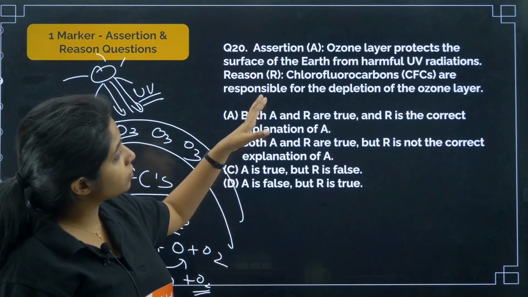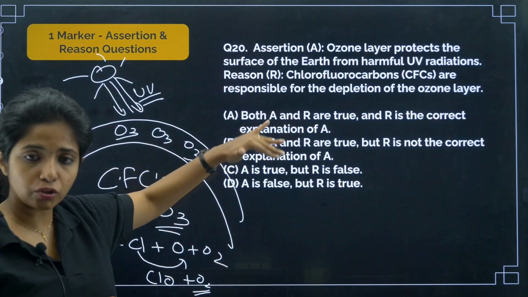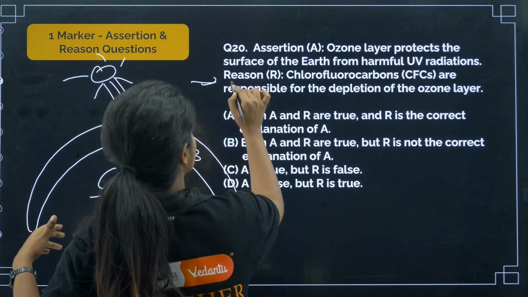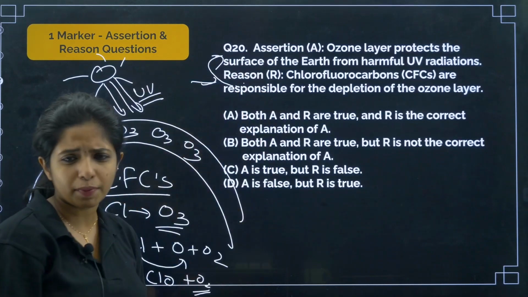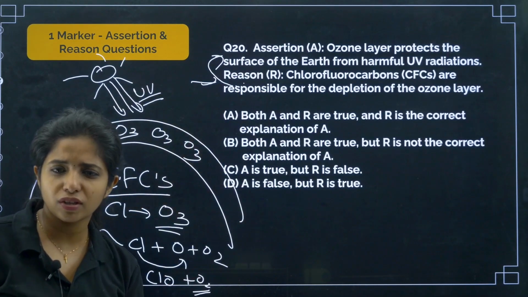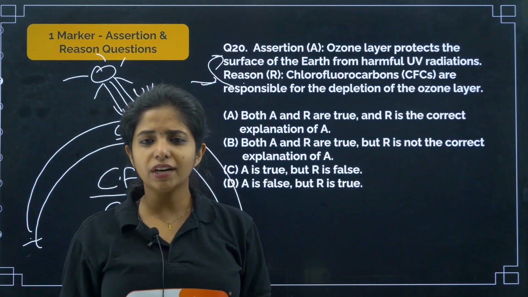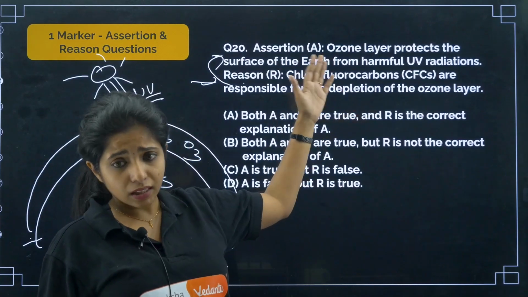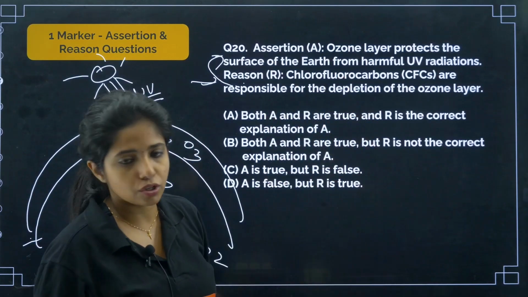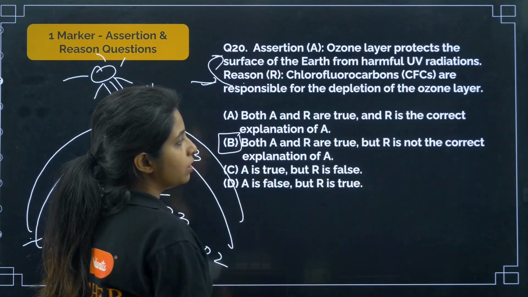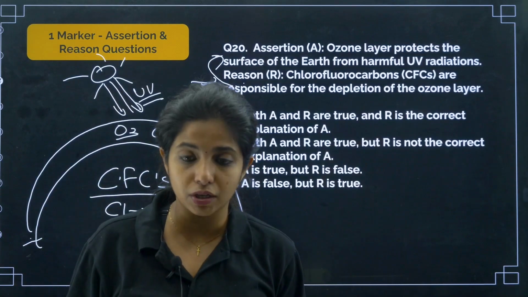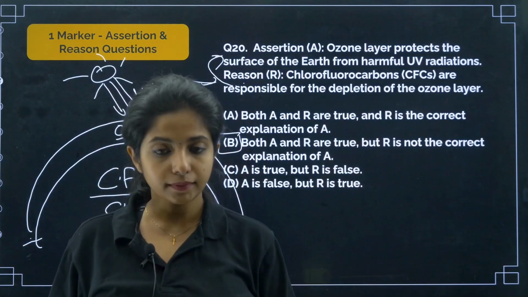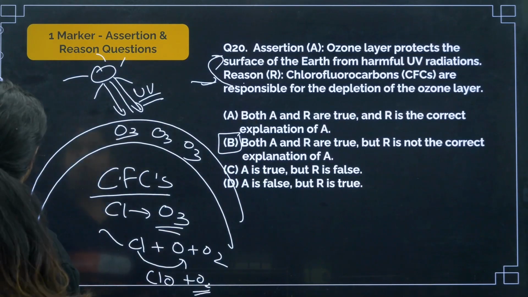So, chlorofluorocarbons are responsible for depletion of ozone layer, that is also correct. But do you think this reason which is there, it is explaining the assertion by any chance? Ozone layer protects the surface of the earth from harmful UV radiation, and this are two separate statements. They are both correct, but it is not the correct explanation. So, what can I say? I can say both A and R are true, but R is not the correct explanation of A. Cool? Chalo.